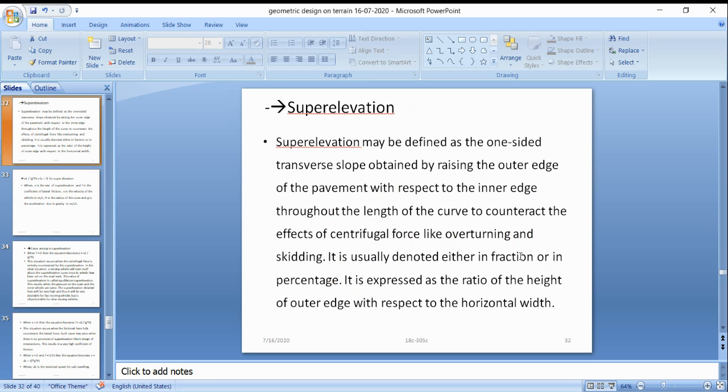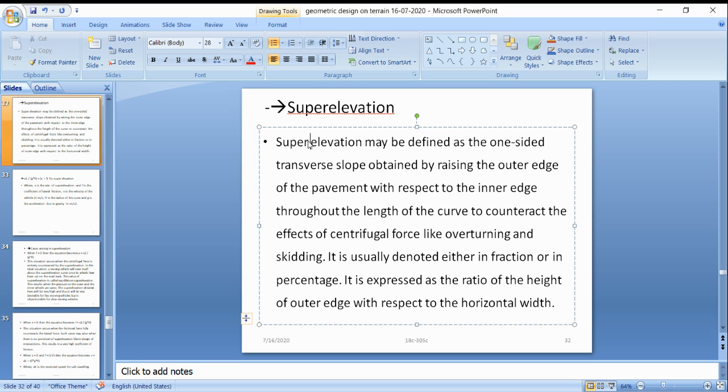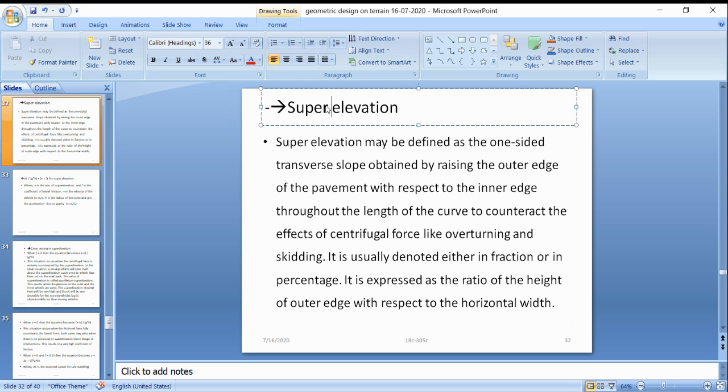Next comes the super elevation. Super elevation is nothing but to balance the vehicle on the road at the curve portion. Super elevation may be defined as the one-sided transverse slope obtained by raising the outer edge of the pavement with respect to the inner edge throughout the curve, to counteract the effect of centrifugal forces.